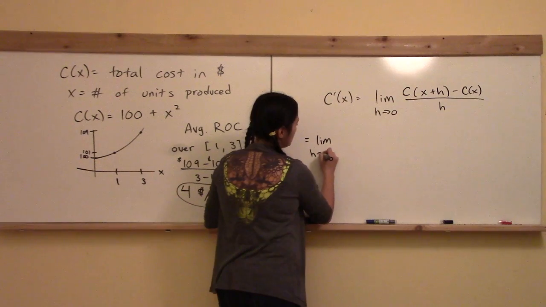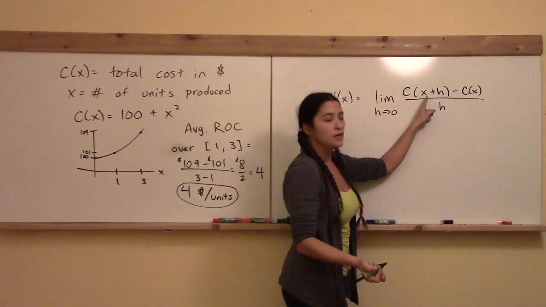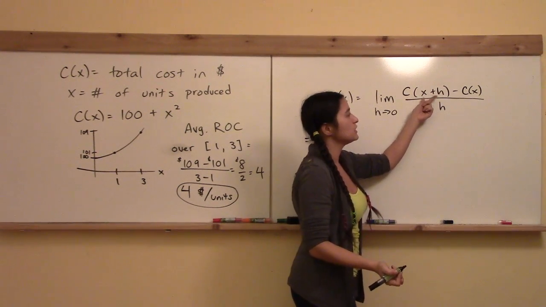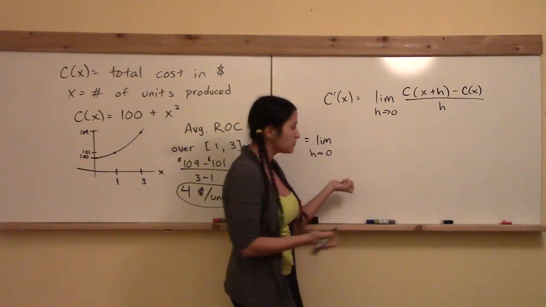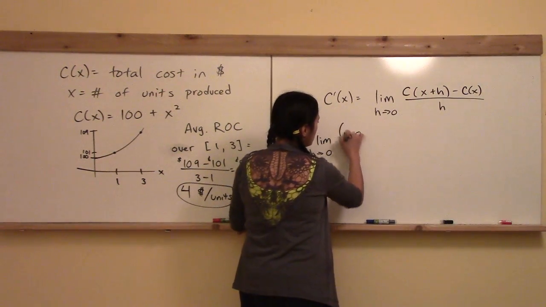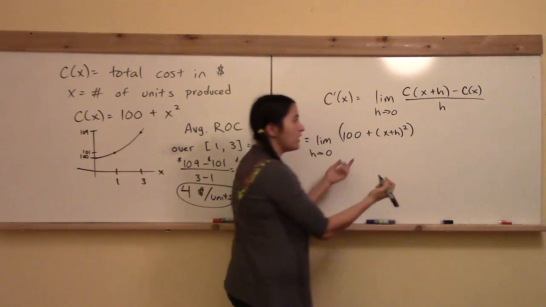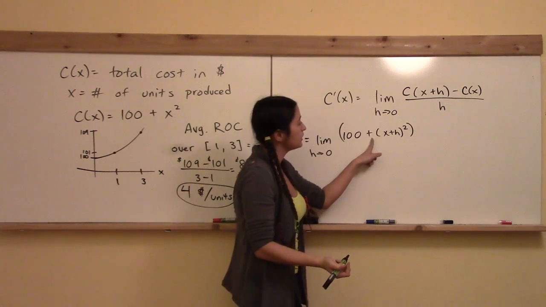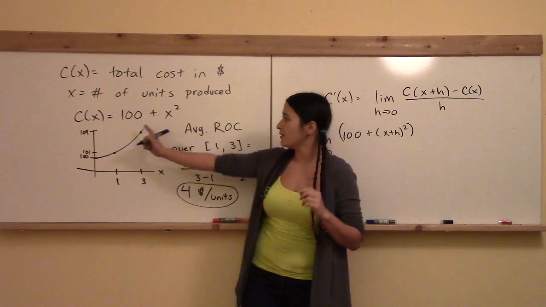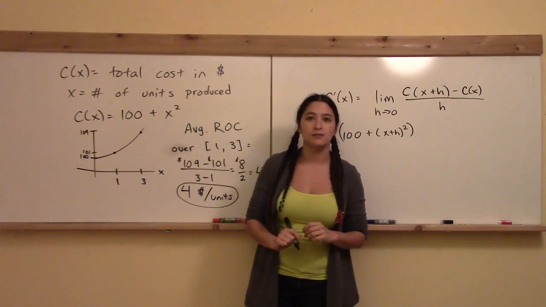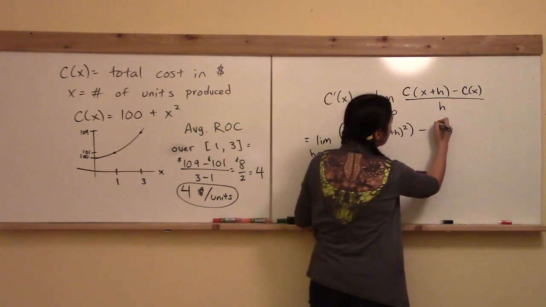The limit as h tends towards 0, c of x plus h. That means that I'm going to take my function c, and wherever I see the letter x, I will replace it in parentheses with x plus h. So my function c is 100 plus x squared, but c of x plus h is 100 plus (x plus h) squared. So all I did here was replace the independent variable x with the quantity x plus h. Now I'm going to continue with the instructions, which tells me to subtract off c.